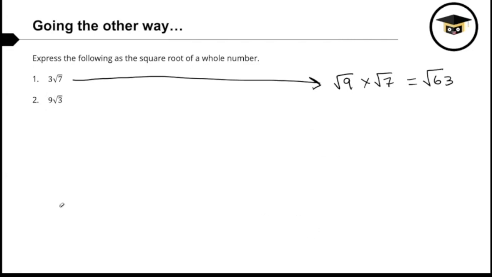So maybe pause the video and have a go at question 2 on your own, and then I'll go through it. Okay, so with question 2, it's very similar to question 1. I just need to change this 9 into a surd. And I know that 9 is equal to the square root of 81, and that times root 3. So square root of 81 times square root of 3 is equal to square root of 243. And that's just using our surd laws. So you can see 9 root 3 is equal to root 243, and 3 root 7 is equal to the root of 63.